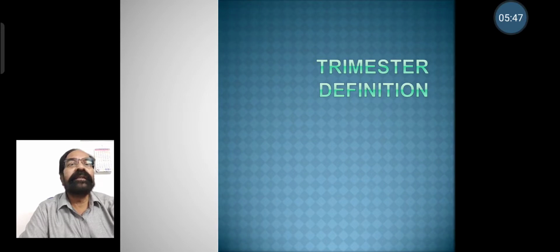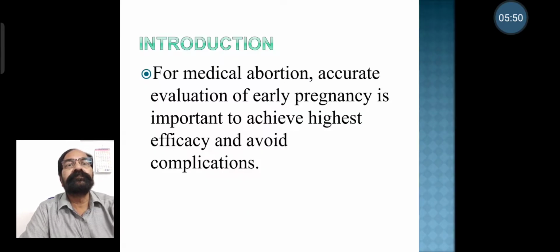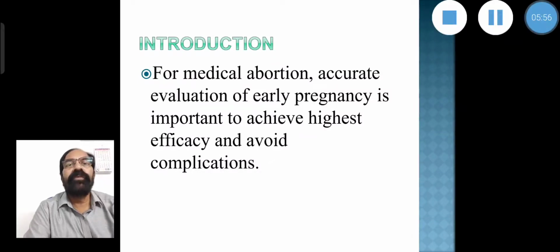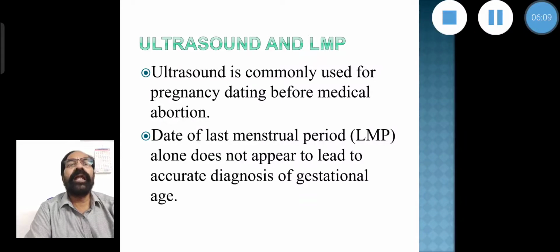Then we go to define the term trimester. For medical abortion, accurate evaluation of early pregnancy is important to achieve highest efficacy and to avoid complications. Ultrasound and last menstrual period. Ultrasound is commonly used for pregnancy dating before medical abortion. The date of last menstrual period alone does not appear to lead to an accurate diagnosis of gestational age.